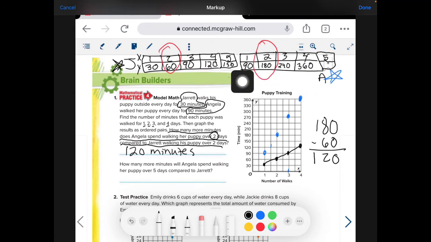Okay, so he's 150. Jarrett is. Now we need to do Angela. So I'm going to take 5 times 9, which is 45, and add a 0. So then I need to subtract 450 minus Jarrett's total of 150. Oh my goodness, that's a big difference, isn't that? 0, 0, 3. Wow.